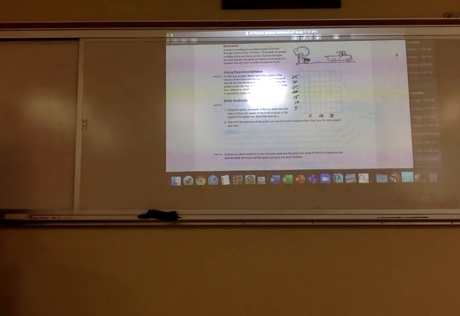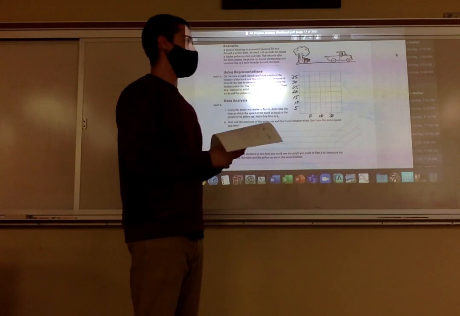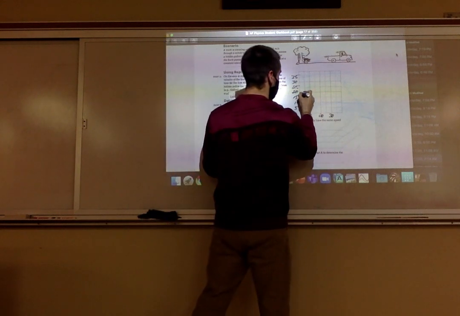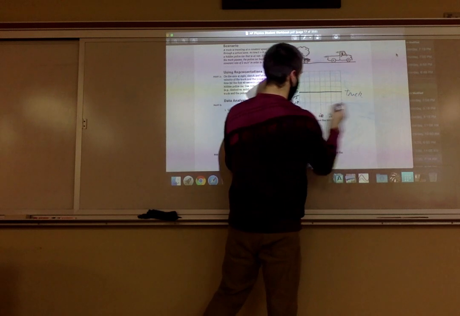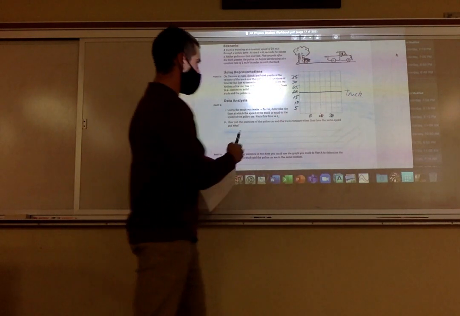So this one's a little tricky, right? We can plot the truck's motion easily, can't we? The truck's 20 meters per second the whole time, right? How about the cop? What is his velocity-time graph?